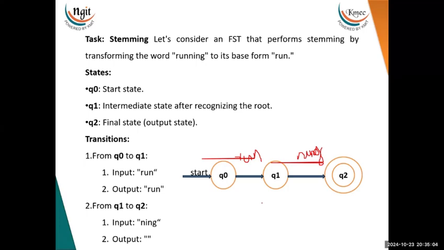So transitions are from Q0 to Q1. This is what I have written, RUN, run, and this is ING, for running. In order to add this ING to RUN, this is the start state Q0. The transition from Q0 to Q1 has input run and output also run. Then for the transition from Q1 to Q2, the input is ING. Clear? So this is Q2, the final state.